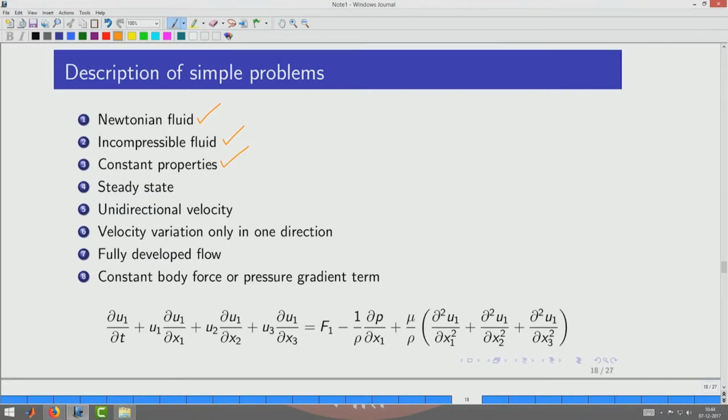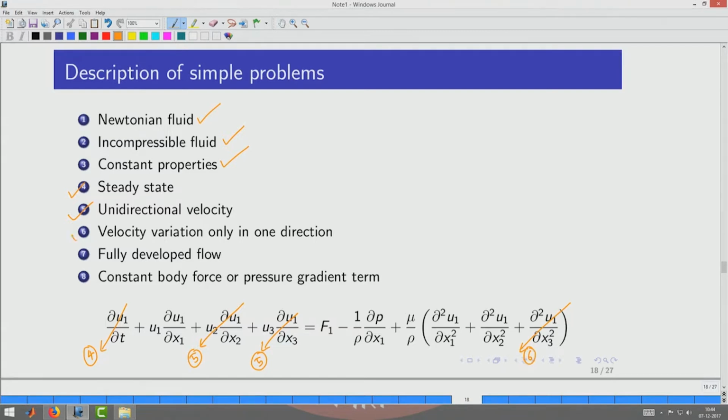And if we make a steady state assumption, then we can strike it off, and that is because of assumption 4. And if we say that it is a unidirectional velocity, for example, that means u2 and u3 are not there. So, I strike off here and here, saying that it is because of assumption 5 that I have taken. And then we say velocity variation is only in one direction. So, let us say it varies only along the x2 direction, so it does not vary along the x3 direction. So, I could then take assumption 6 here, because of which that term is going off.